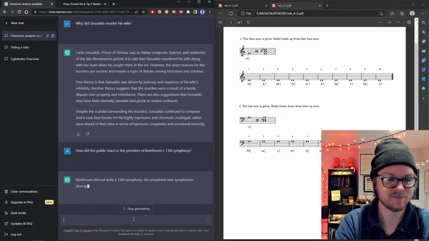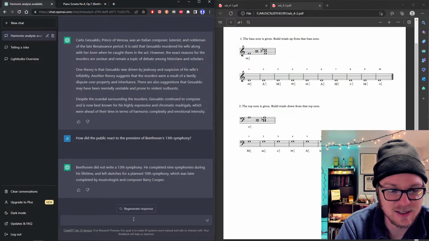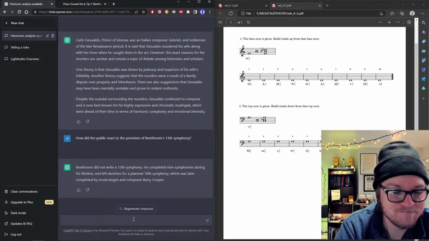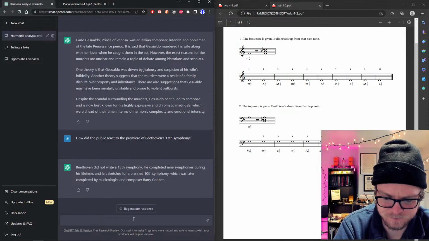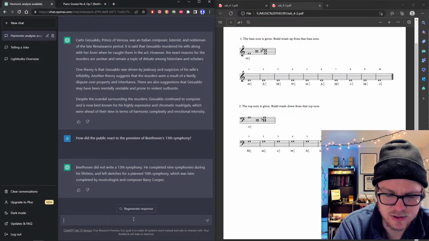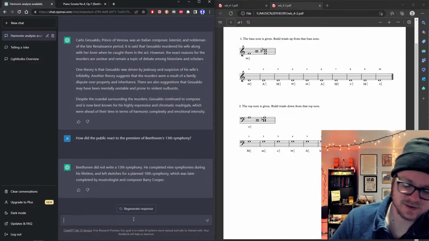Beethoven did not write a 13th symphony. Very interesting. It knows. During his lifetime he planned a 10th symphony, which was later completed by music theorists. Yeah, that's true. Partially true. By Barry Cooper. Barry Cooper also wrote lots and lots of articles on Beethoven. He wrote a biography on Beethoven. That's interesting that it knows that. That's actually kind of interesting.